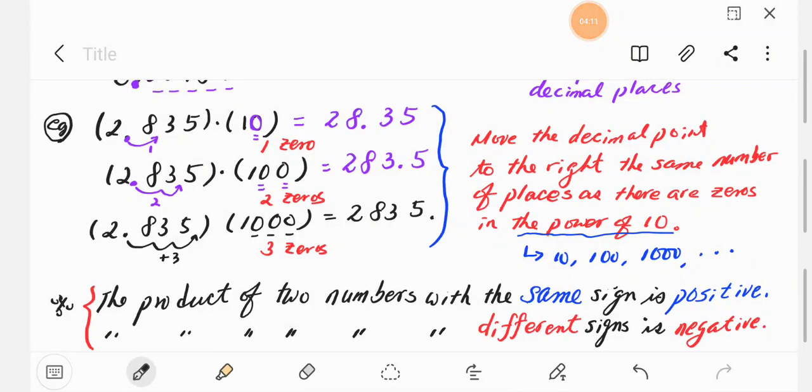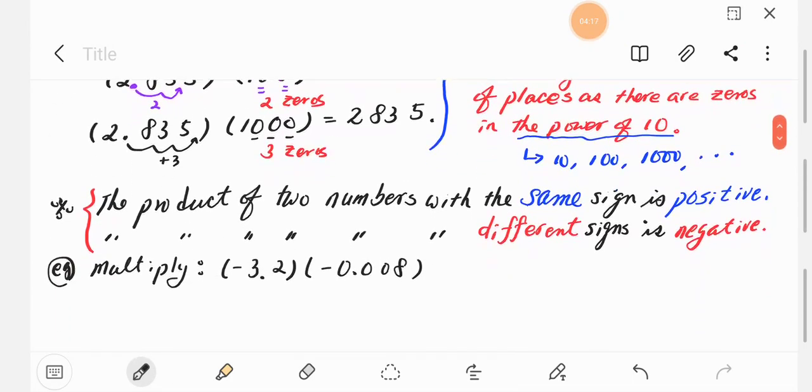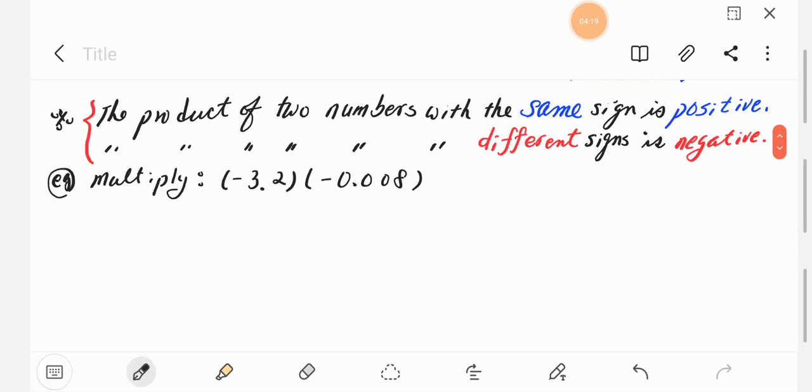All right, and then this time let's check the product of 2 numbers with the same sign and different signs. So look at this. If we are multiplying 2 numbers with the same sign, then the product will be positive, just like when you multiply whole numbers. And if you multiply numbers with different signs, then the result will be negative. So multiply these 2 numbers. As you see, these 2 numbers have the same sign, right? Same sign. So the product will be positive.